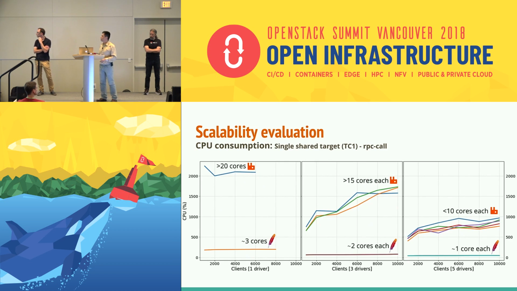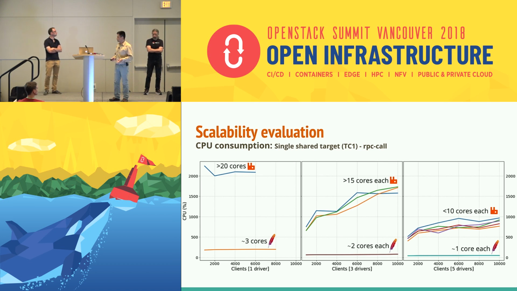In the same way, the CPU consumption for test case 1 shows the same thing. The consumption is much bigger for the case of the broker, because we have to use up to 20 cores for brokers for one driver, compared to only 3 cores for the router. And the behavior is similar for the configurations of 3 drivers and 5 drivers.